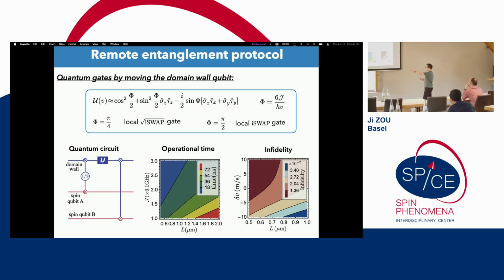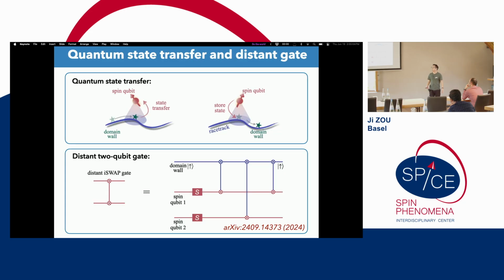And also, we estimate various things, like the operational time and the infidelity. The operational time is typically in the nanosecond regime, and the infidelity is on the order of 10 to the negative 2. Here are more possibilities. It's really like a train system. You have a station, you have a train system. Hopefully there's no delay, anyway. You can use it to realize quantum state transfer or distant 2-qubit gates. We discuss everything in detail in our paper.